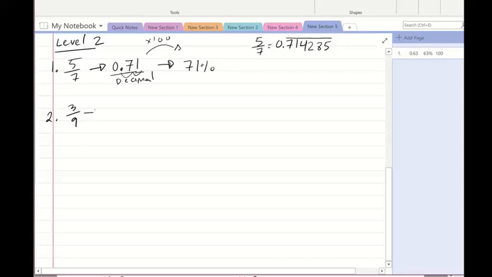All right, next one, 3 divided by 9. This one I know is going to be 0.33333 going on forever, because 3 divided by 9, if you simplify, is just 1/3. We'll talk about how to simplify fractions in a later video, but 1/3 is 0.333. Again, I'm keeping 2 decimal places, so I'm only keeping 2 numbers after the decimal. Now to convert that to a percentage, I times it by 100, I get 33%.